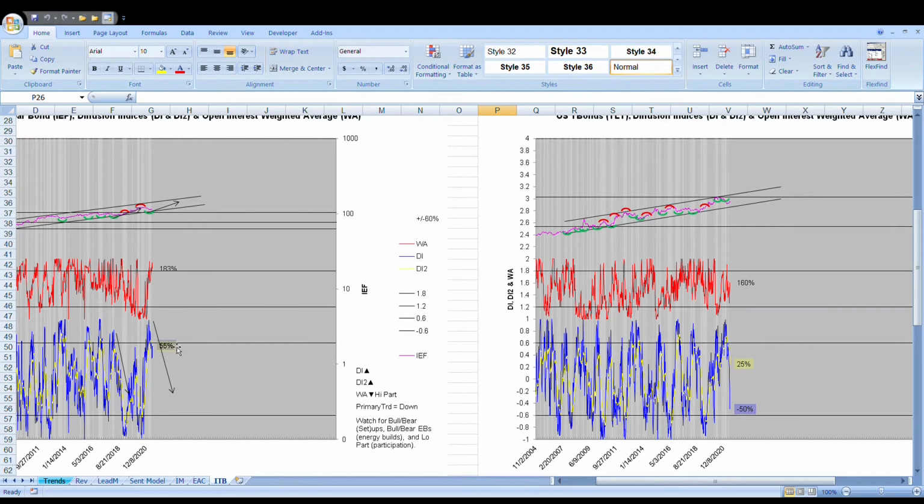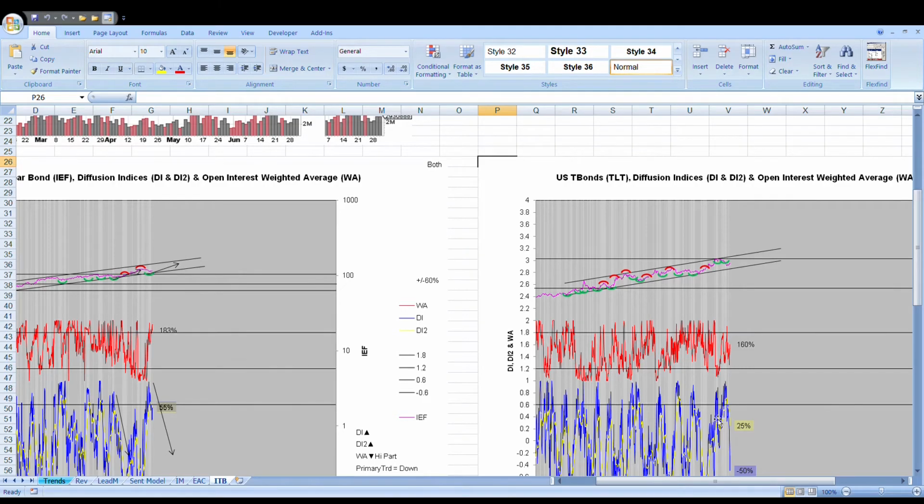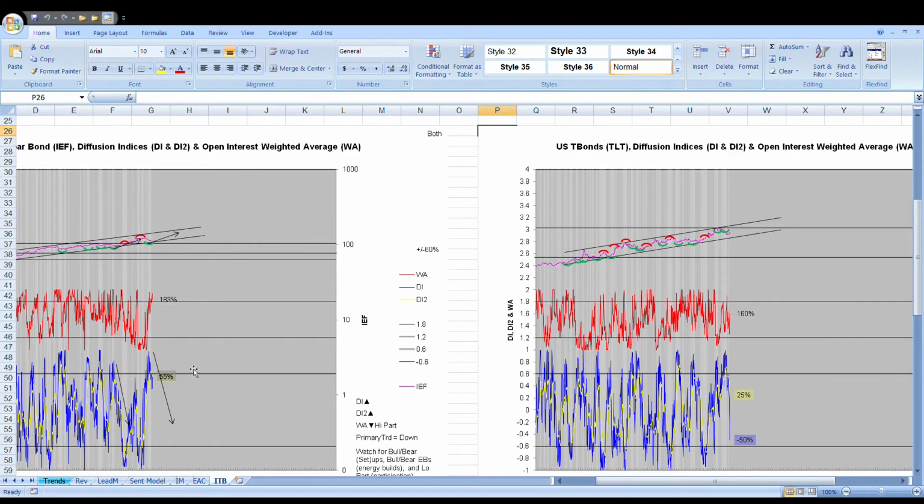But we are dissipating this bullish energy build, but the dissipation process has just begun. We're much lower on the 10-year, lower here, but again, DI2, which is kind of the secular trend for DI, is still way up here. It's still 25. It can come way down here. That's going to take months to do that. 3, 6, 9 months it can take to unwind this position.